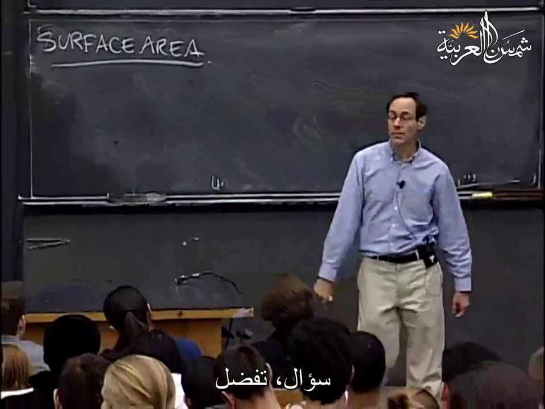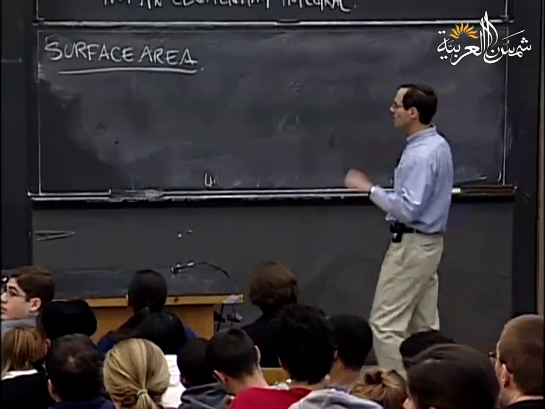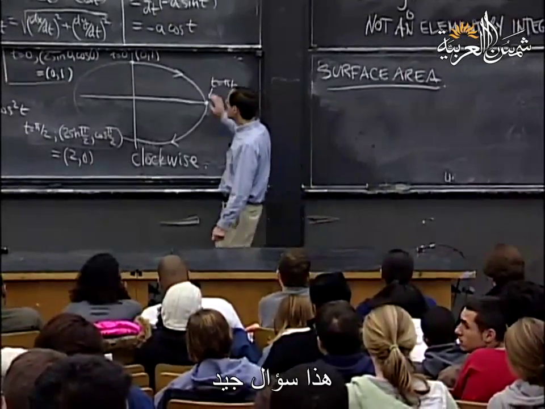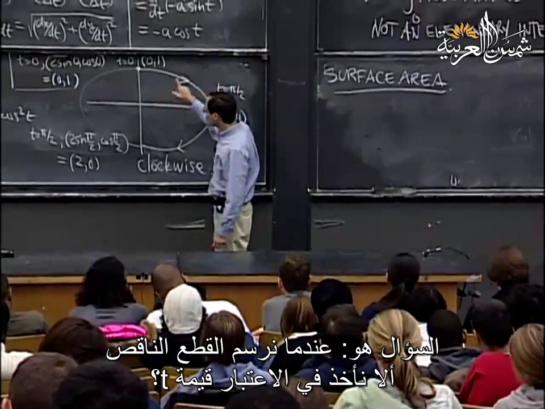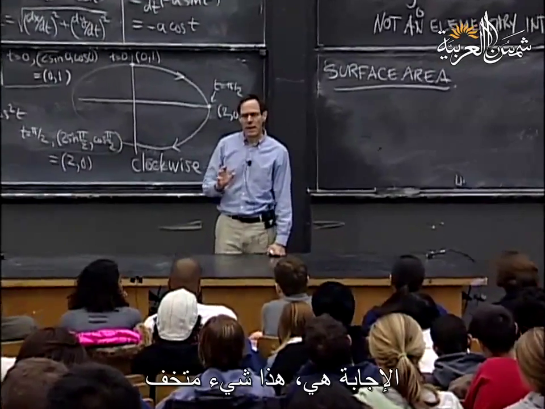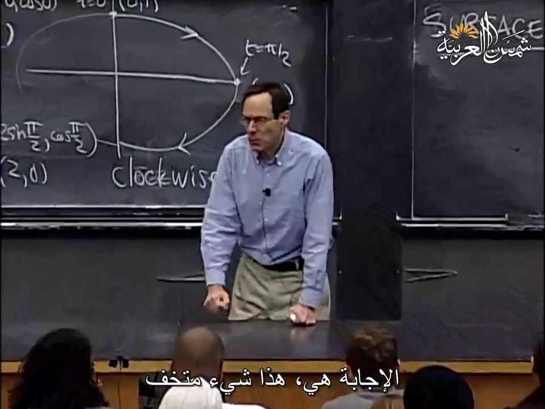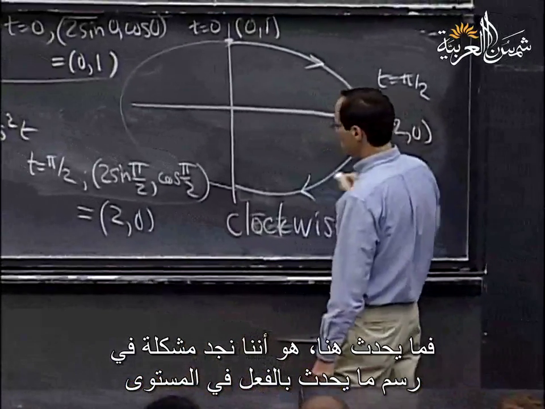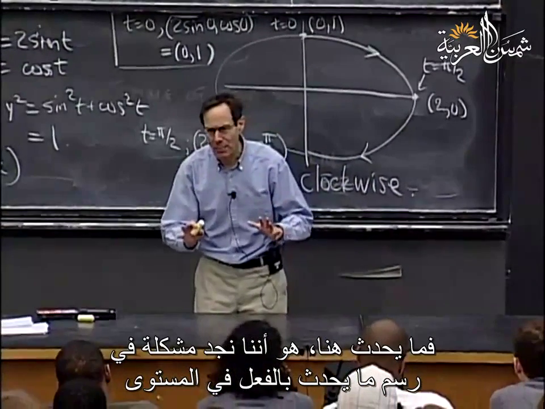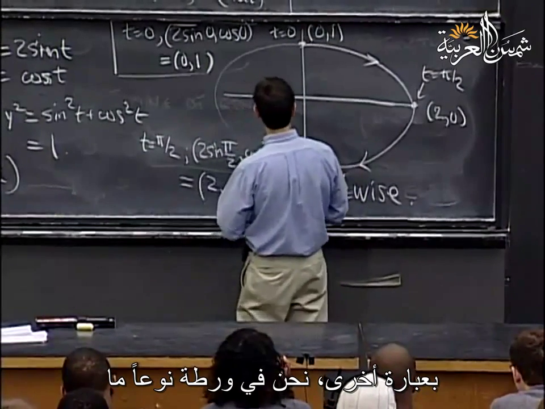Question: when you're drawing the ellipse there, do you not take into account what t is equal to, and you just draw the point over the axis? This is a good question. The question is, when you draw the ellipse, do you not take into account what t is? The answer is that this is in disguise. What's going on here is we have a trouble with plotting in the plane what's really happening.